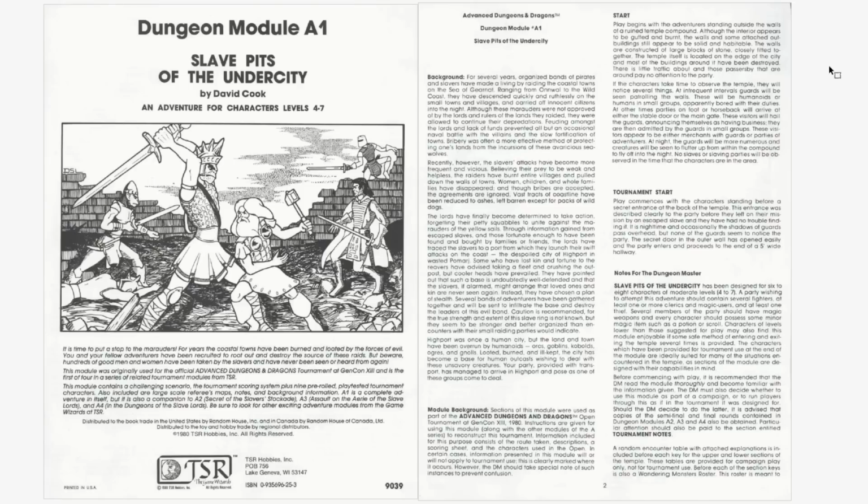So that's a key for anything like a tournament. Don't make the players waste time figuring out how to start the adventure. Just have them start the adventure. Tell them this is what you're doing. In a campaign play, you don't necessarily want to do that.